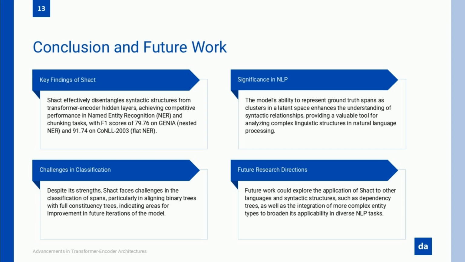But the slide doesn't just look back, it looks forward. The future research directions outlined by the researcher are ambitious, yet grounded in the work they've already done. They envisioned applying SHACT to other languages and syntactic structures, such as dependency trees, to broaden its applicability. They also proposed integrating more complex entity types to push the boundaries of span recognition further. These ideas suggest that SHACT was never meant to be a finished product. It was a foundation, a starting point for what's possible in transformer-based architectures.